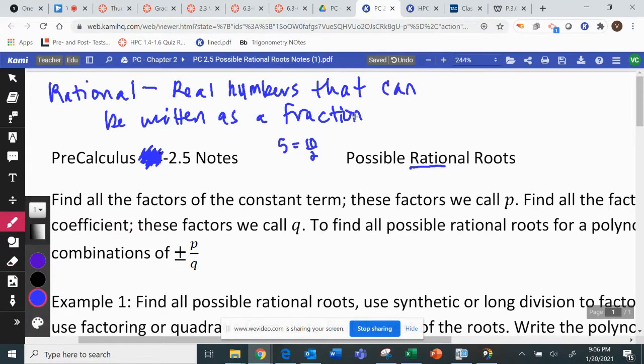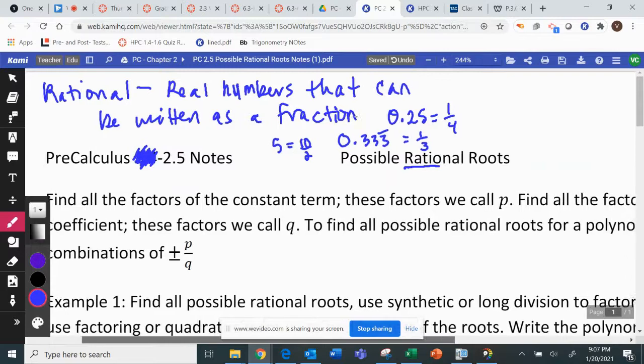Decimals that end, like 0.25, we should know that's 1/4, so that can be written as a fraction. And decimals that repeat, like 0.333 and so on, that is the fraction 1/3. So those are real rational numbers.